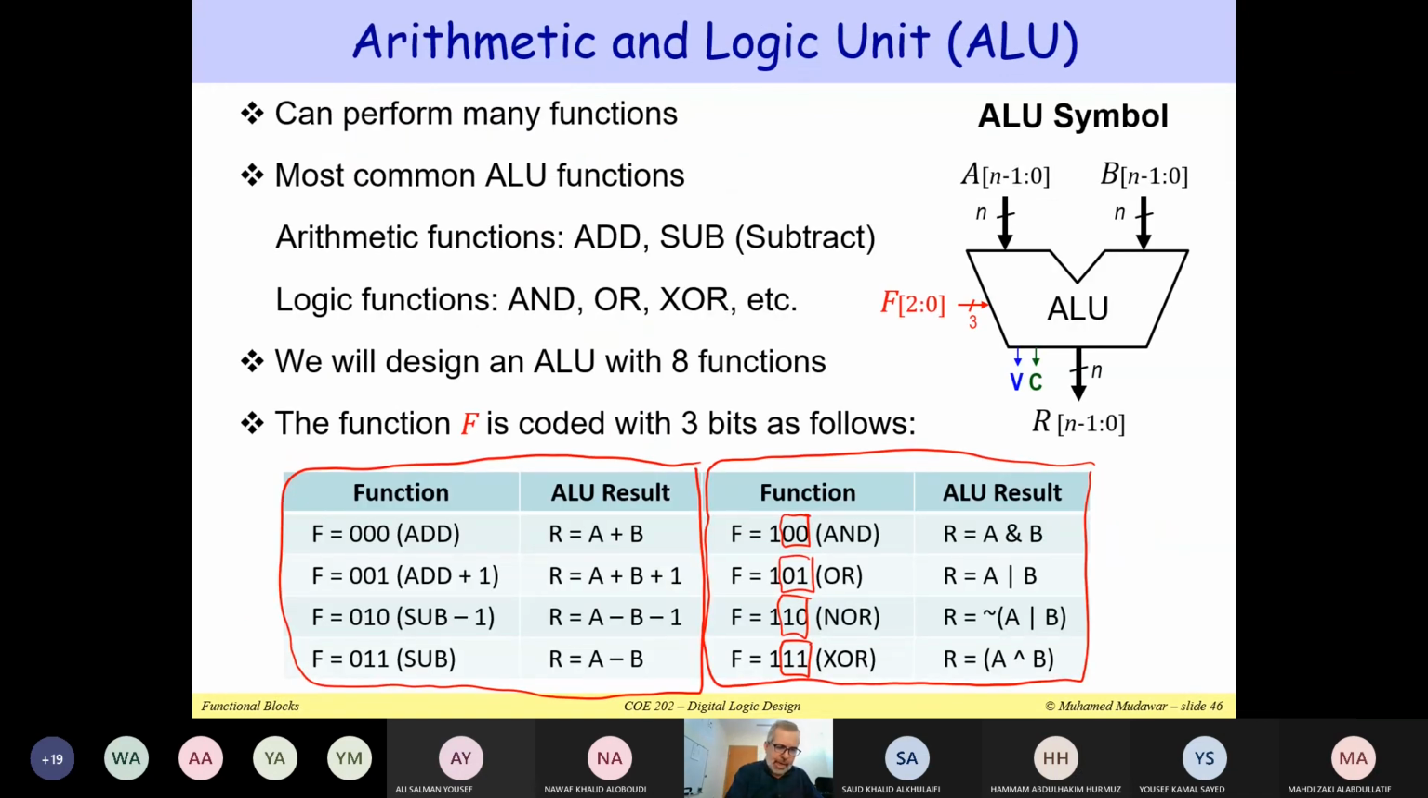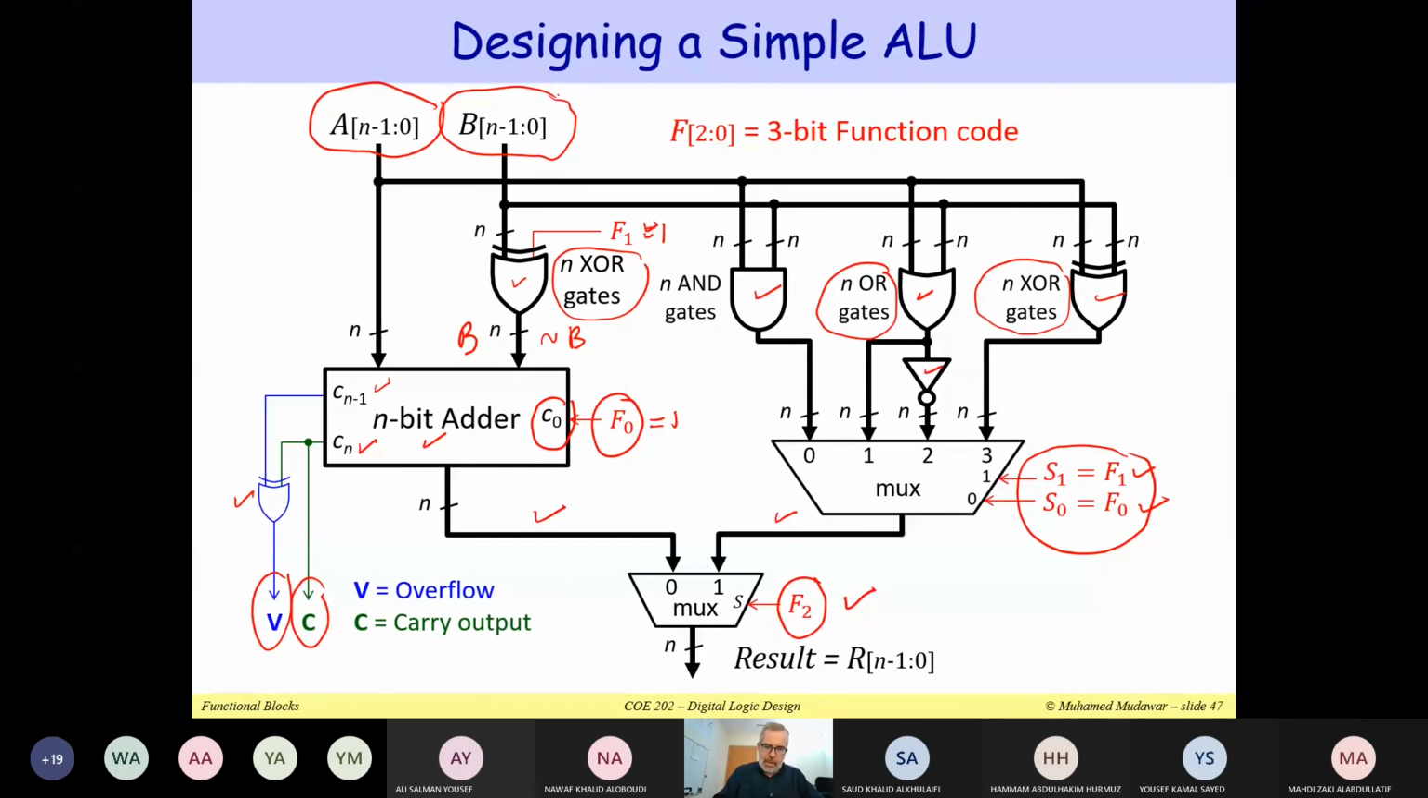In this table, if you look at F2 equal to 0, that indicates the output of the adder. F2 equal to 1 means that we would like to select the output of a logic gate, so it will be a logic function. So we use F2 for the final multiplexer. I'm using more than one multiplexer here. I'm using this multiplexer to select the final result. The final result will consist of n bits, plus 2 additional bits for overflow and for carry. So this is how we can design a simple ALU.